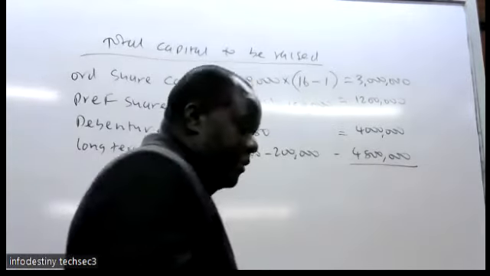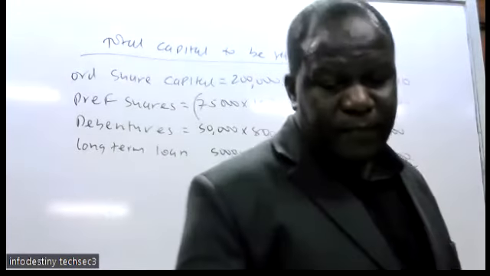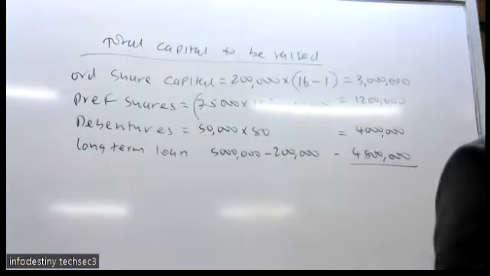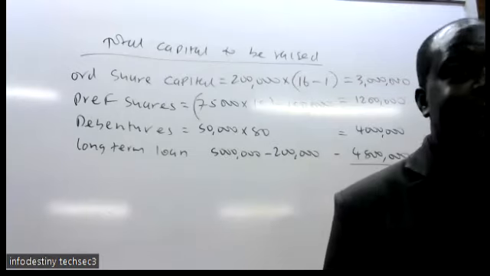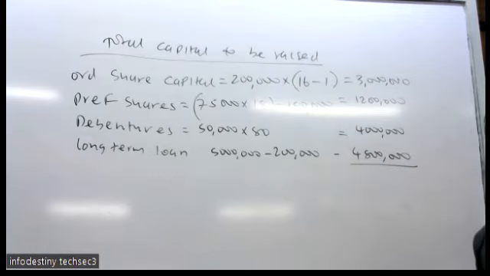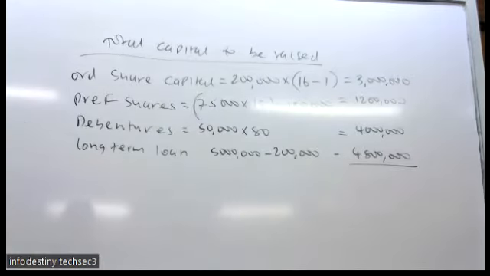So we go to Roman numeral 2. We are raising how much in total? 18 million. So let us go to Roman numeral 3, the weighted marginal cost of capital.